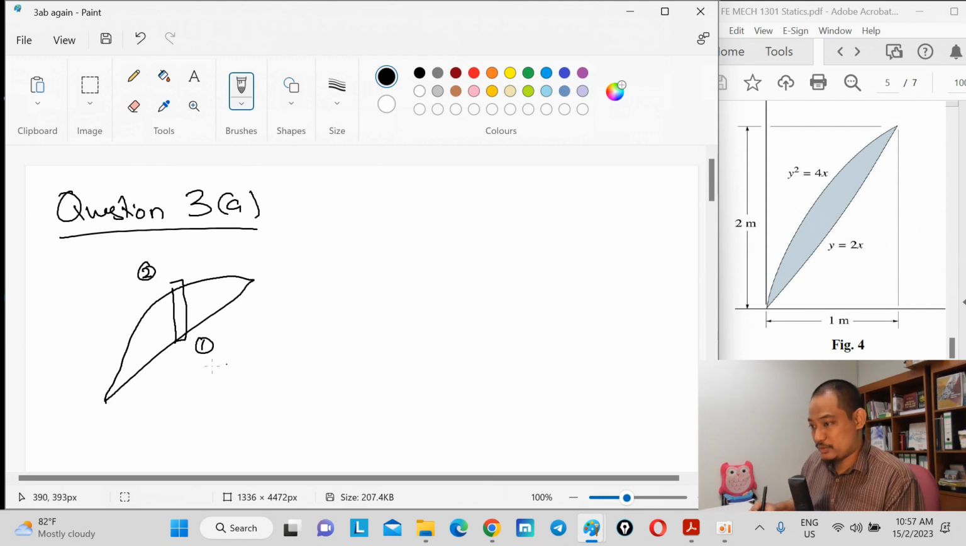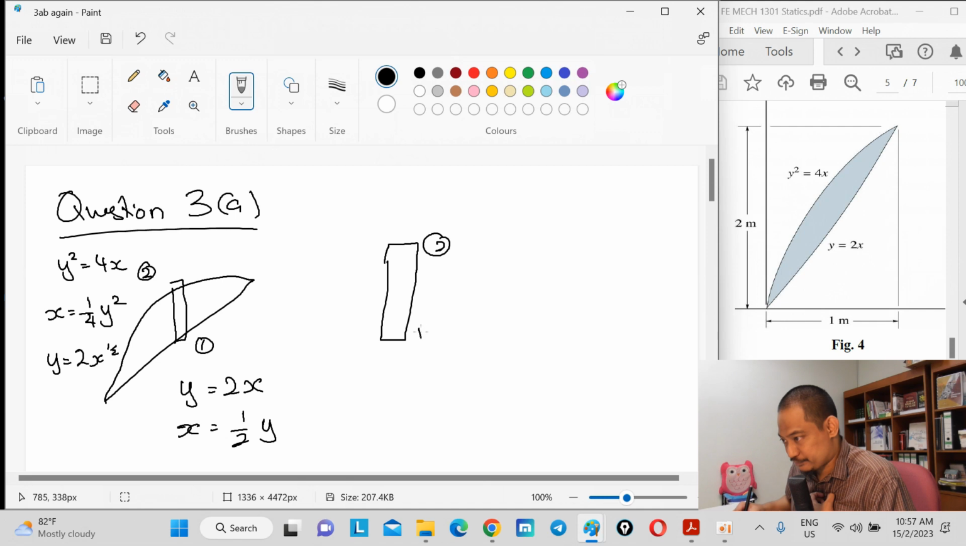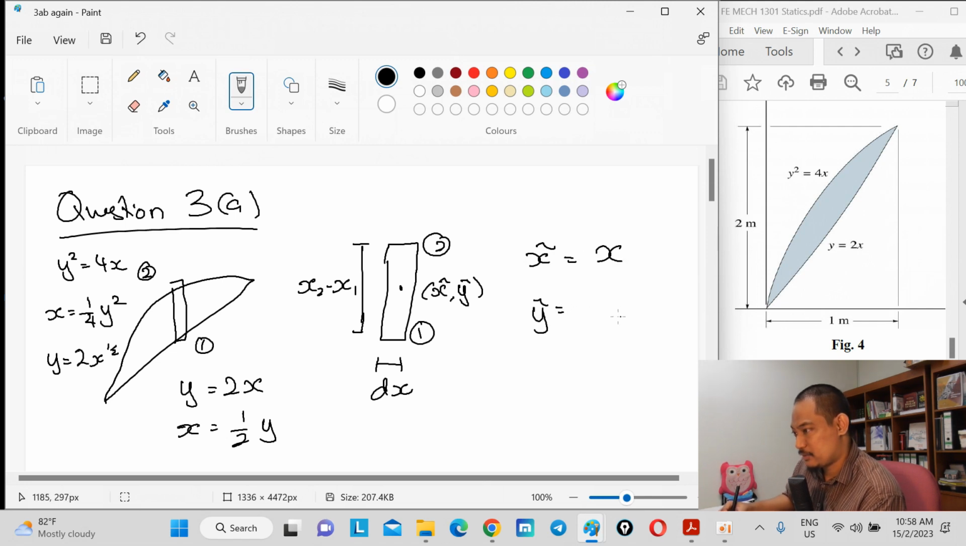So this is 2, this is 1, and this one is y equal to 2x, x equal to half y. In this case, y is equal to 4x, so x becomes 1 over 4 y squared, and y equals 2x to the power of a half. Now if you use the vertical element, this is x with y, this is dx, and this height is x2 minus x1. So x wave is x, y wave is y2 plus y1 over 2.